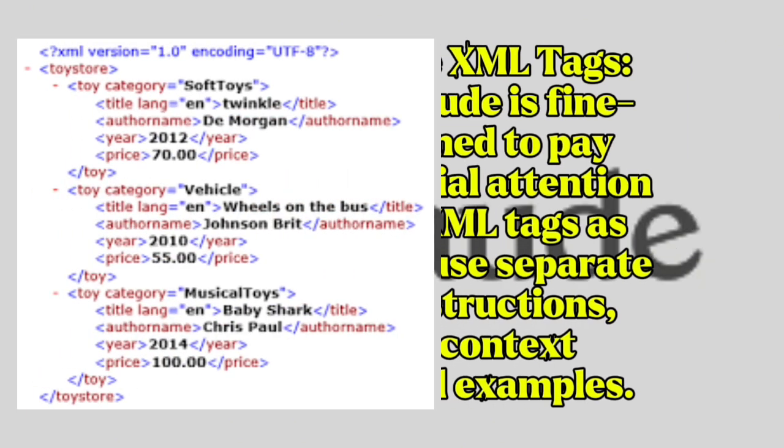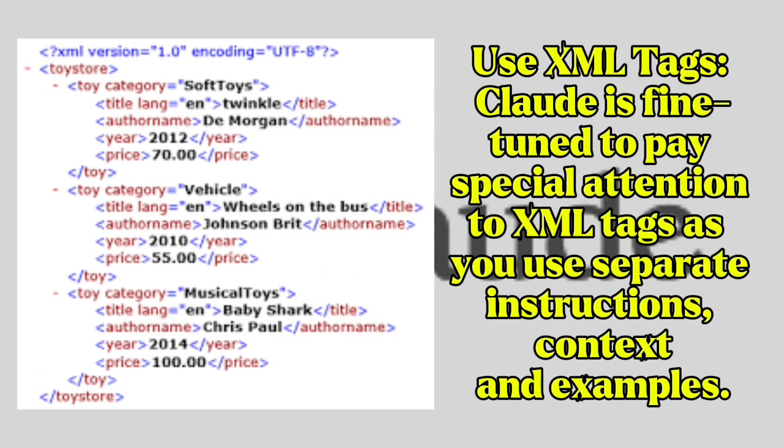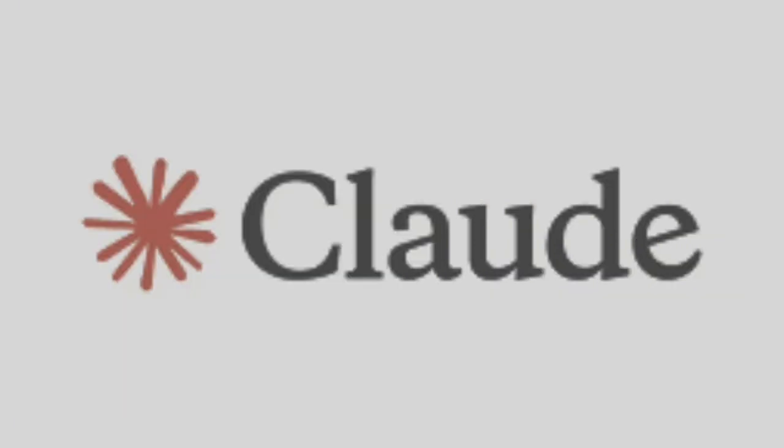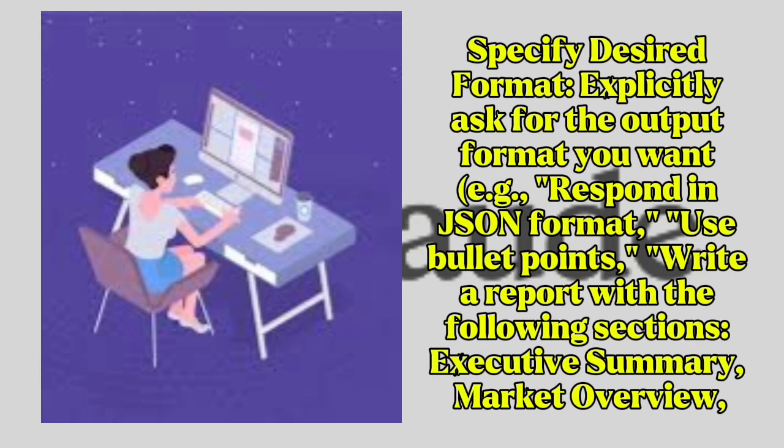Use XML tags. Claude is fine-tuned to pay special attention to XML tags, as you can use them to separate instructions, context, and examples. Specify desired format. Explicitly ask for the output format you want. For example, respond in JSON format. Use bullet points. Write a report with the following sections: executive summary, market overview.